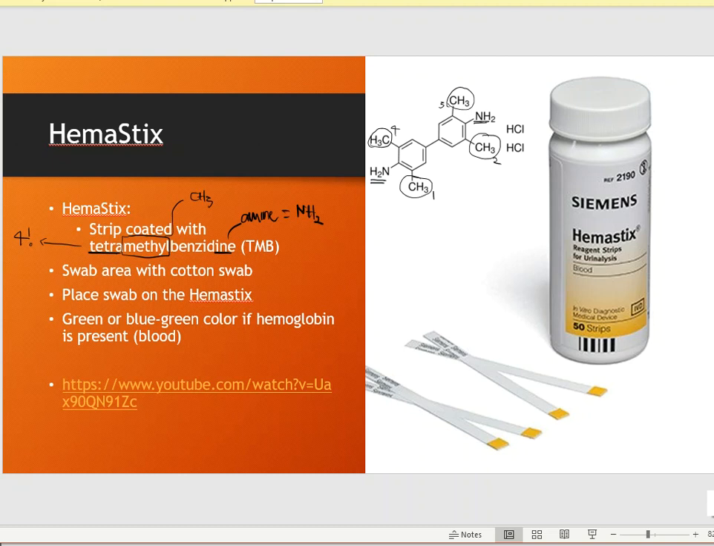The HemaStix, how does it work? Well, it doesn't work by phenolphthalein. Here's the structure that you're seeing on the screen right now. And this structure is called tetramethylbenzidine, TMB, okay? So tetra, for those of you in organic, tetra means 4. So 4 what? 4 methyl groups, right? That's tetramethyl. Where are those 4 methyl groups? Well, there's one here, and there's one here, and there's one there, and there's one here. Okay, so there's the tetramethyl.